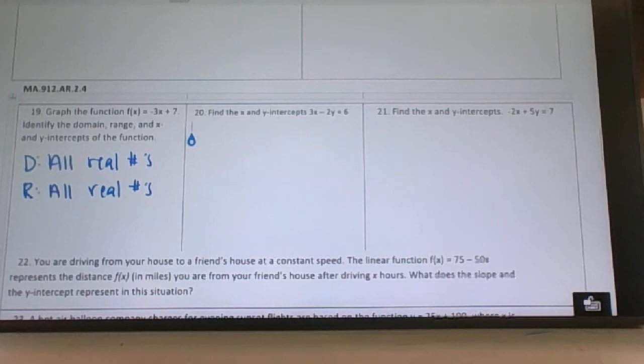So here I got an x-intercept. Only by looking at my graph, I see it goes through x equals 2. And the y-intercept was y equals 7. You guys see this? x equals 2 is an x-intercept.